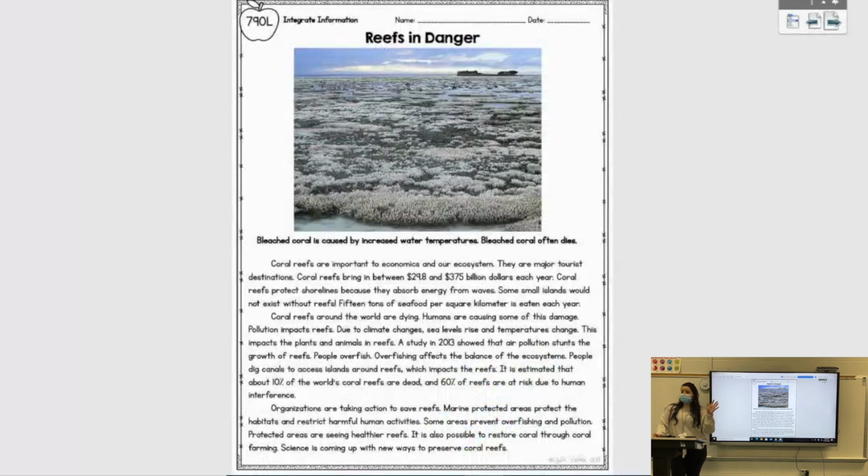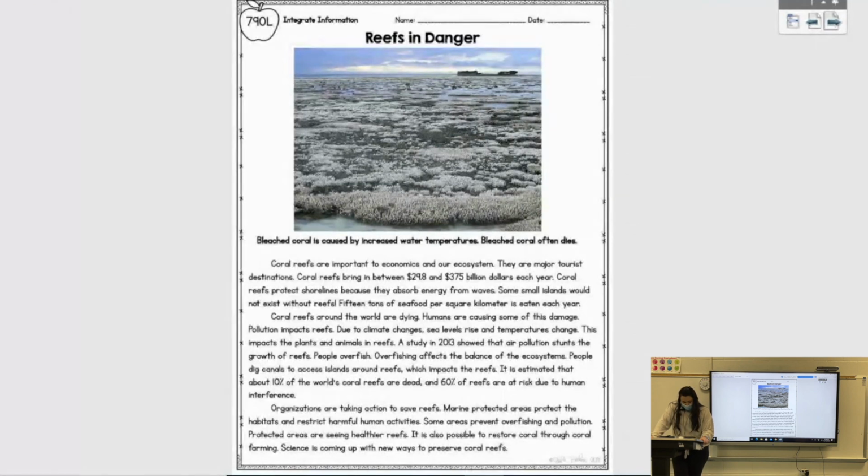So this passage, our third one, is all about reefs in danger. This is a picture of bleached coral, which is caused by increased water temperatures, and bleached coral often dies. Coral reefs are important to economics and our ecosystem. They are major tourist destinations. Coral reefs bring in $29.8 to $375 billion each year.